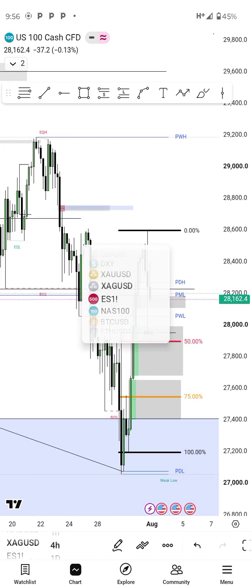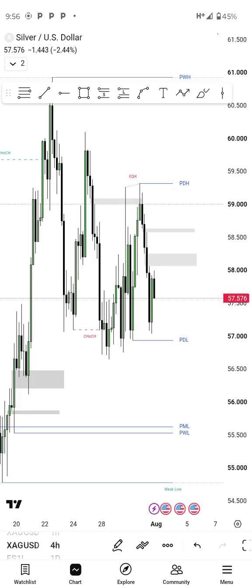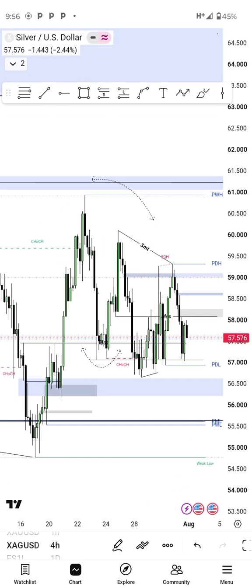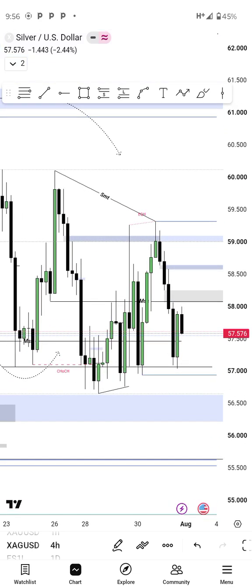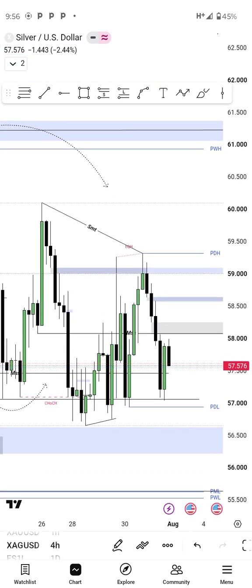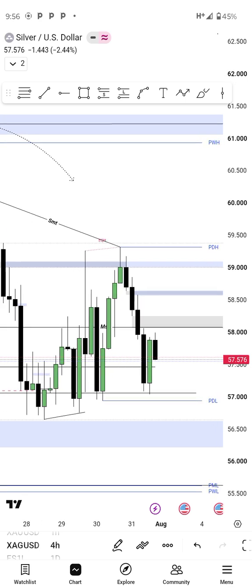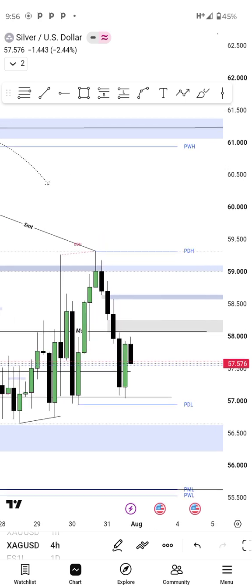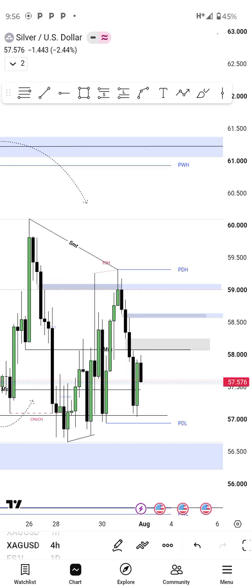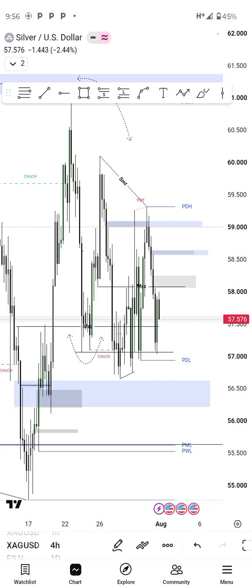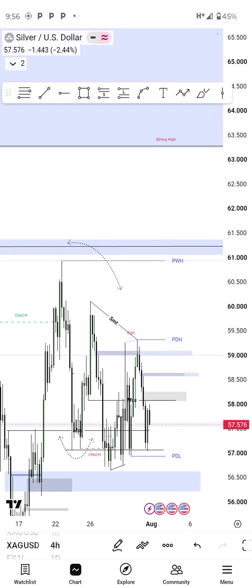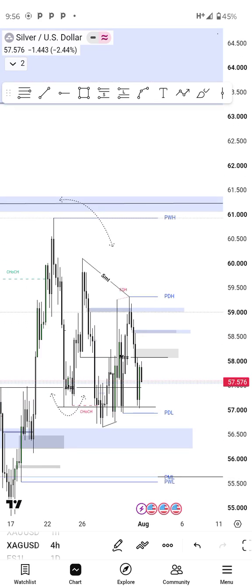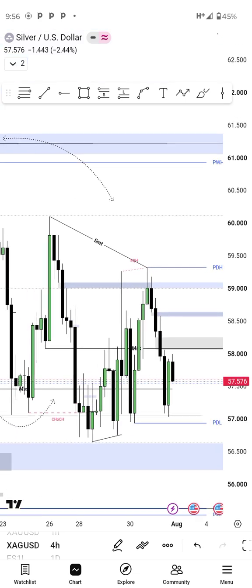And talking of gold, as for how gold is set right now, we'll react to this FEG first. After reacting to that FEG, then we retrace to the monthly FEG. There's a monthly FEG forming, and we'll retrace to that FEG.